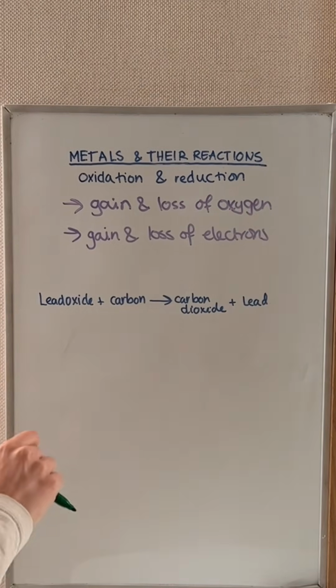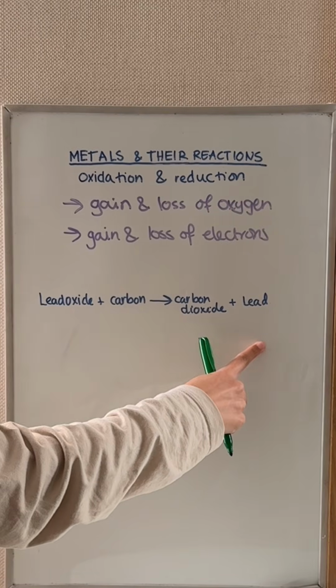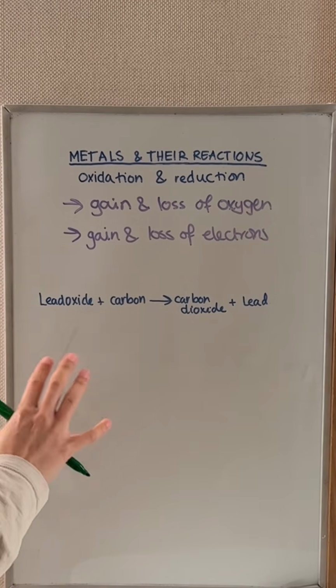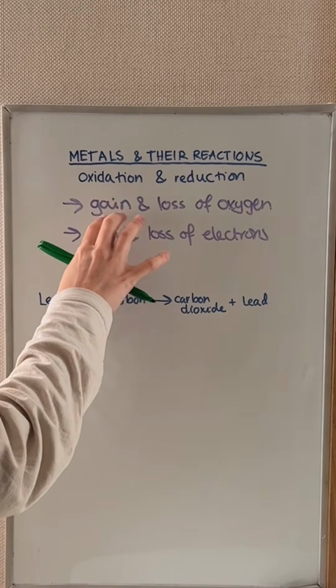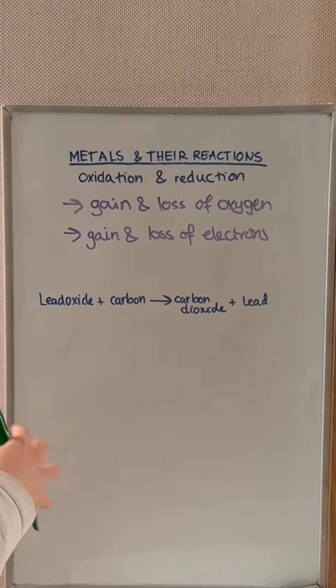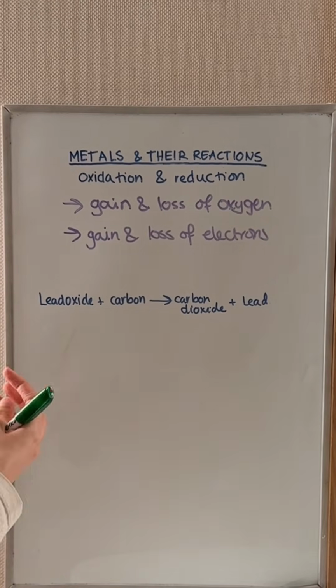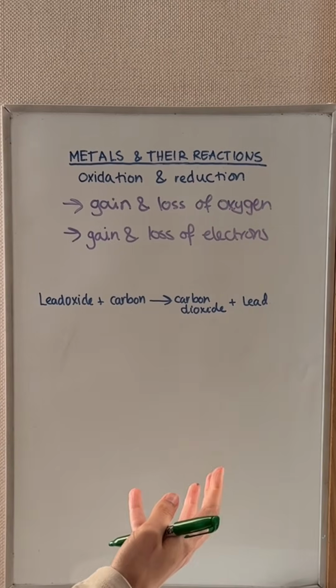So for this equation here, you have lead oxide plus carbon will give you carbon dioxide and lead. And we are just going to focus on the gain and loss of oxygen, and we're going to define oxidation and reduction in terms of the gain and loss of oxygen. Remember that oxidation is when a substance gains oxygen, whereas reduction is when a substance loses oxygen.